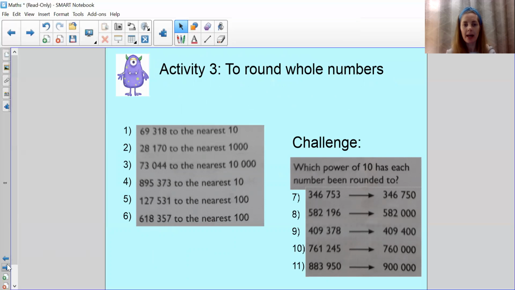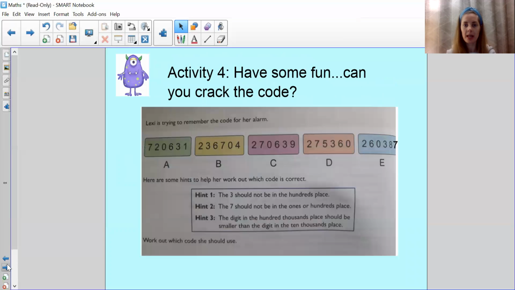Super, I hope you have given that a try and you've used the strategies that we have taught you to answer those questions. This is just a bit of fun, cracking the code. It says Lexi is trying to remember the code for her alarm, and they're giving you 5 options. You need to use the hints that they provided to work out the code. So have a go at seeing if you can figure out what the alarm code is. You can pause the video now and have a go.